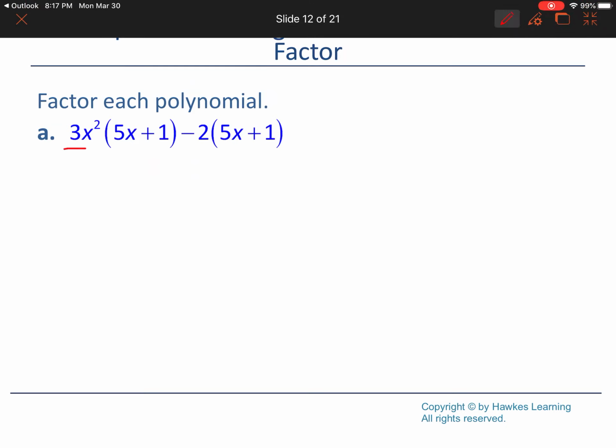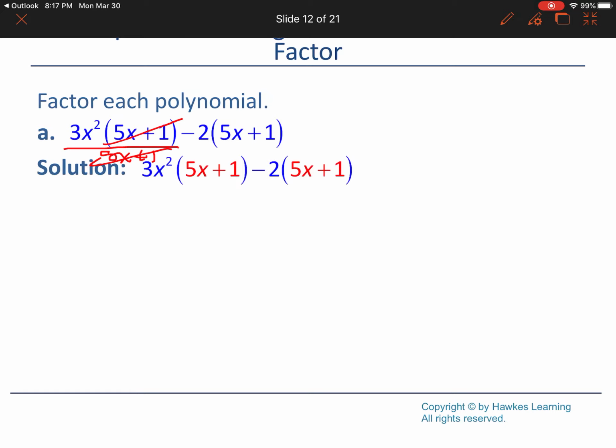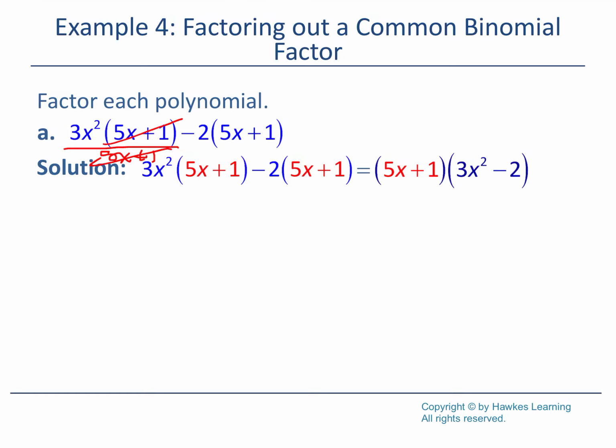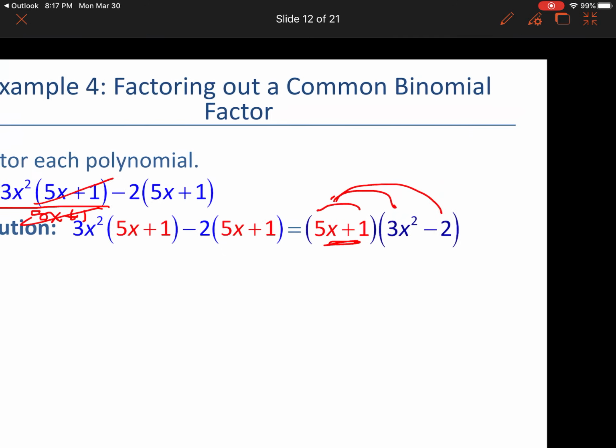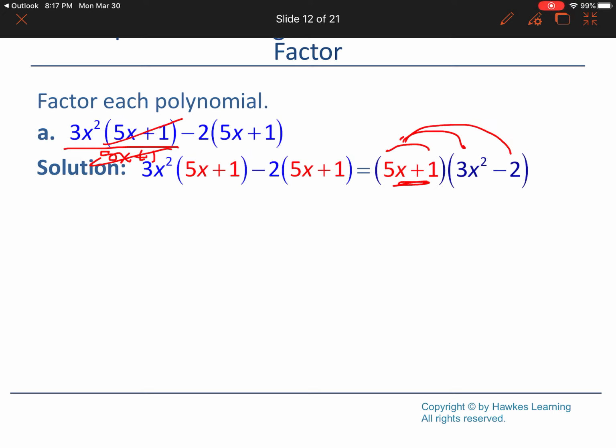And the way we would figure out what's left is by dividing, right? So if we divide 5x plus 1, these two will cancel, right? And we'll be left with just the 3x squared. And here's how the solution looks: we pull out that 5x plus 1, and we end up with the 3x squared minus 2. So this is one factor. This is one factor. And then this whole thing would be distributed in to those two.